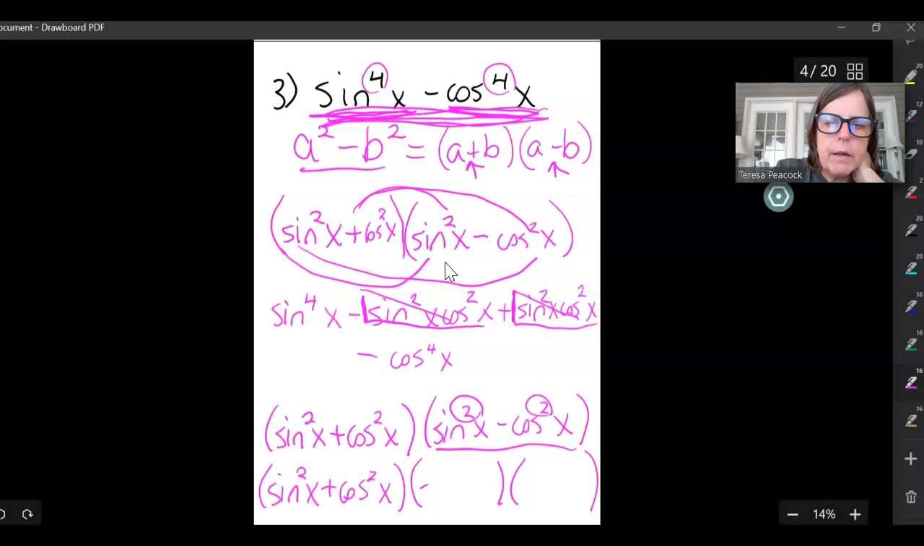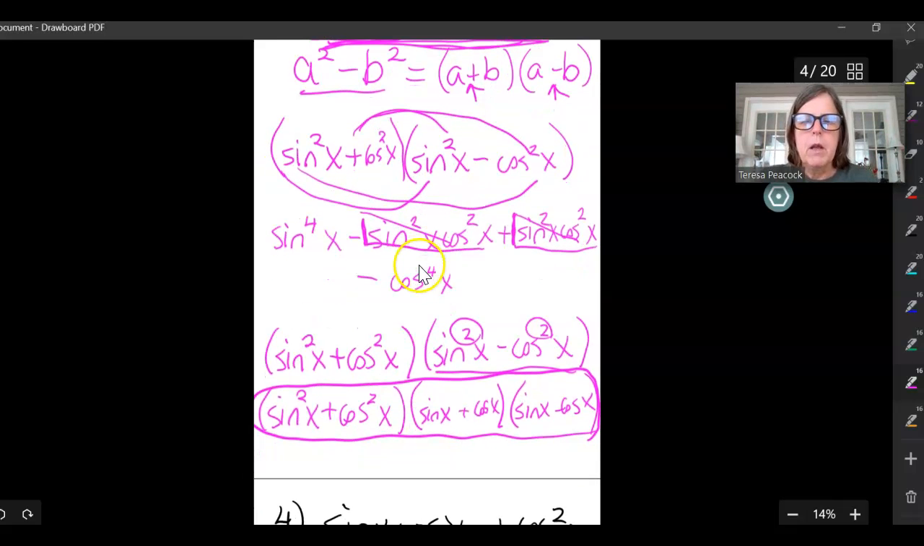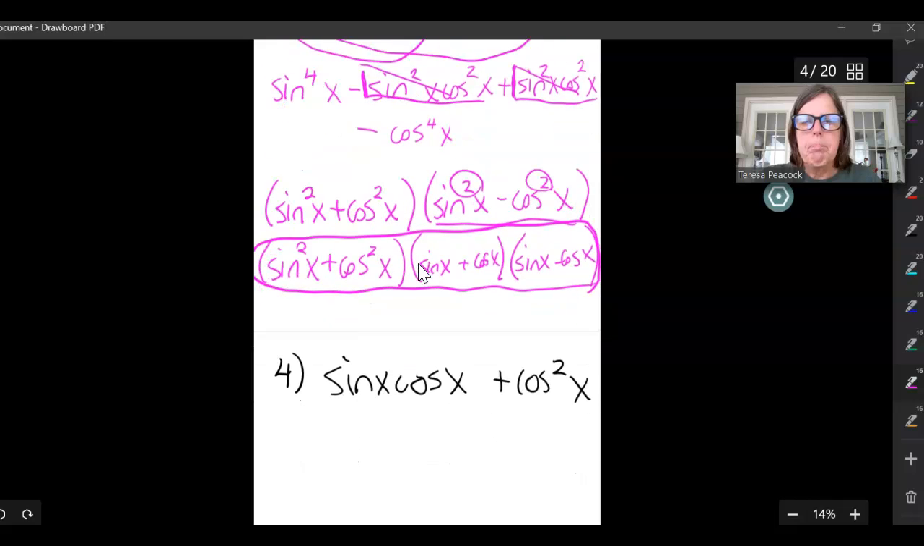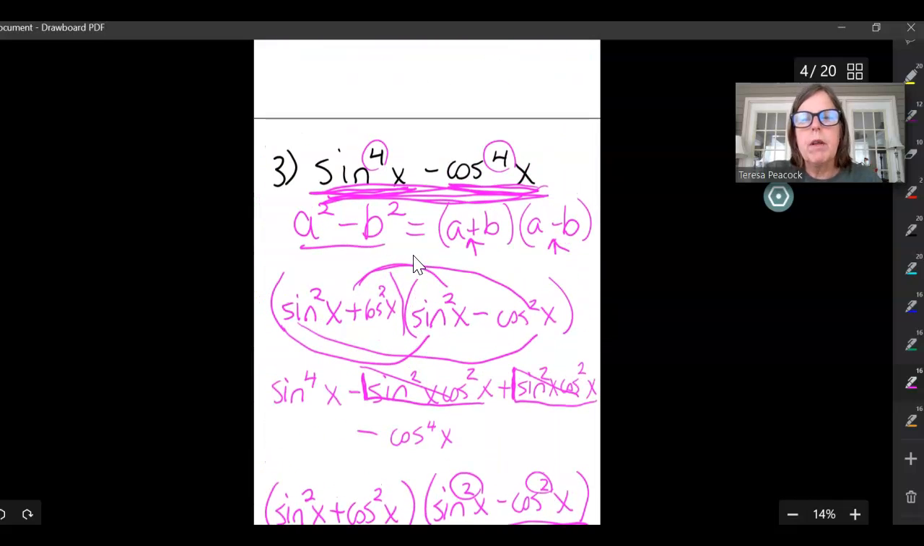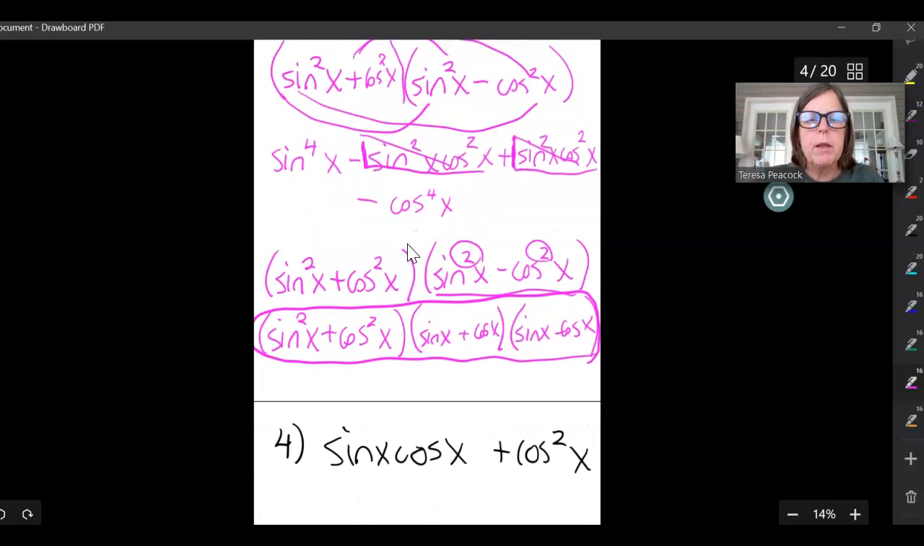So sine squared x, I'll break it down to just sine x times sine x. Remember, either plus minus or minus plus. And cosine squared x, I can break down into cosine x times cosine x. So this is now fully factored because I can't break anything else down any further. Okay, so that's another type similar to 1 and 2, but yet requires a couple of steps to get it fully factored.